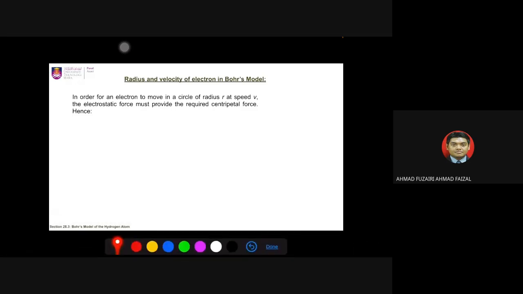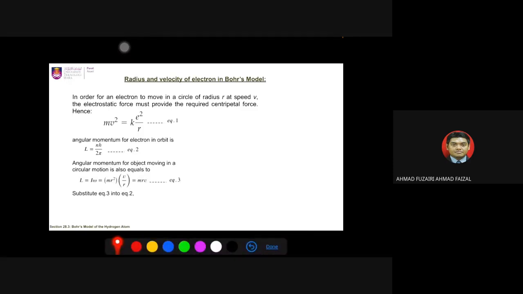Now let's look at the radius and velocity of electron in Bohr's model. In order for an electron to move in a circle of radius r at speed v, the electrostatic force must provide the required centripetal force. It means that the magnitude of electrostatic force is equal to the magnitude of the centripetal force. So from there we get the first equation. And since the electron moves in a circular motion, then the angular momentum for electron in orbit is equal to nh over 2π. And at the same time, the angular momentum is also equal to Iω.